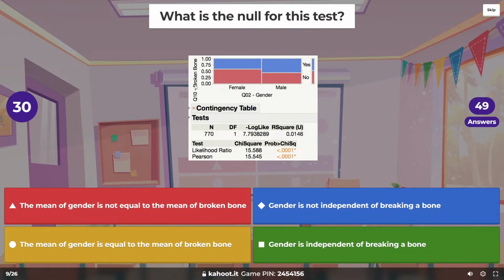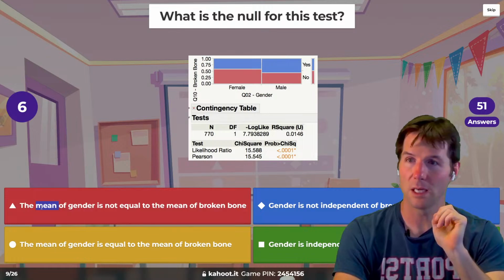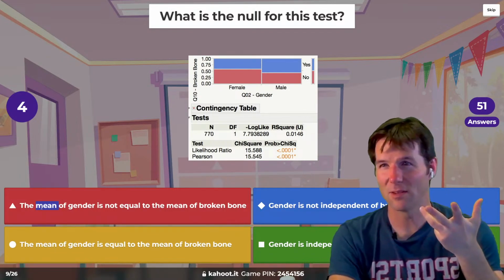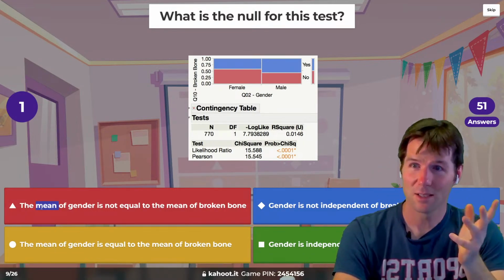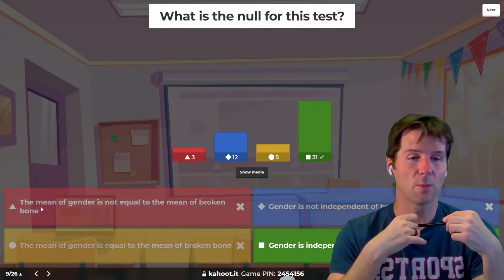The null hypothesis would be breaking a bone is independent of someone's gender. The alternative hypothesis, you just change it to say breaking a bone and gender are not independent. This would not deal with the mean because this is not quantitative data. Technically, you can do the average of proportions, but we don't like to say that, because this is categorical data, it's not quant data. So for the null hypothesis, we just put independent.